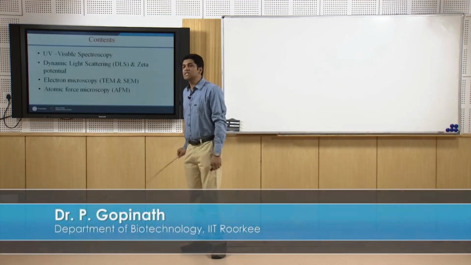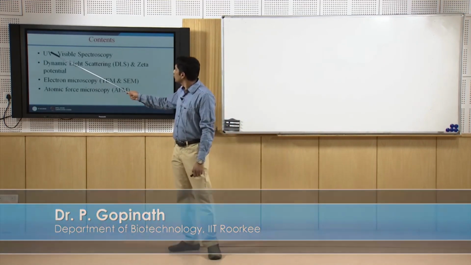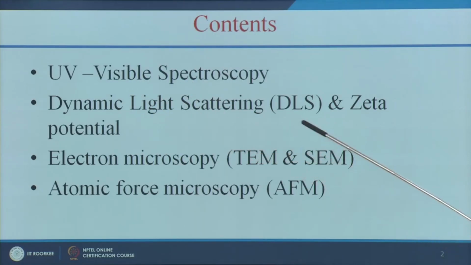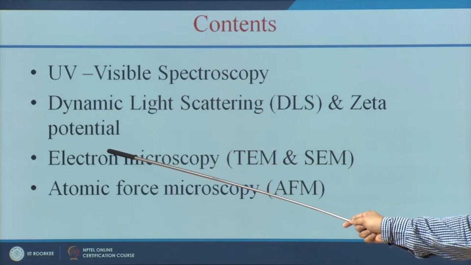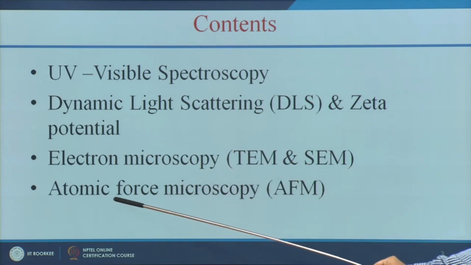There are several methods available for characterization of nanomaterials, but in this lecture we are going to focus on UV visible spectroscopy, dynamic light scattering (DLS) and zeta potential, and we are also going to focus on electron microscopy like TEM and SEM, and atomic force microscopy.